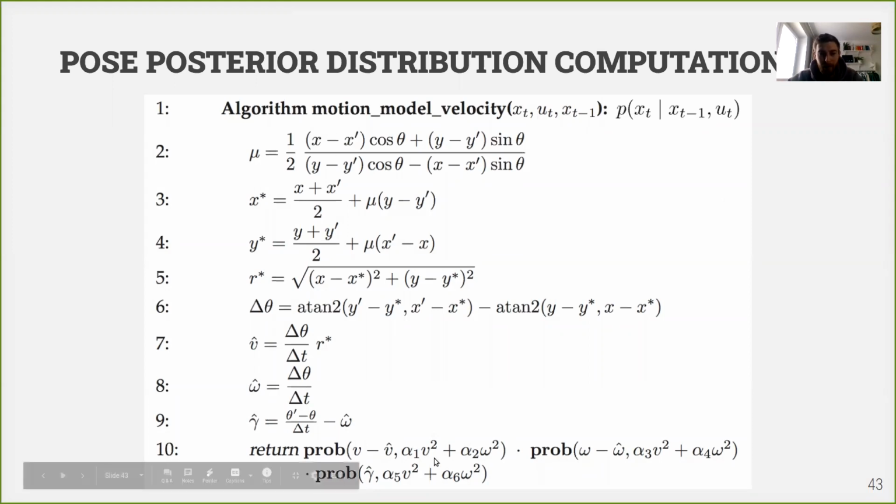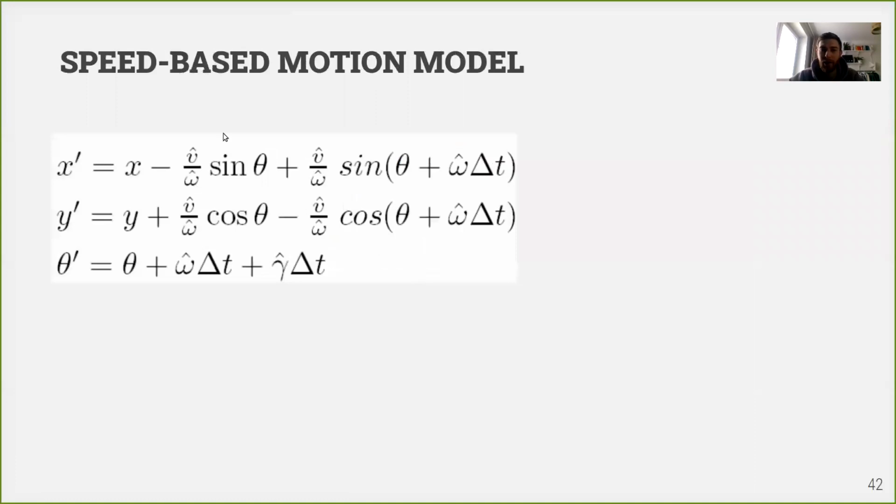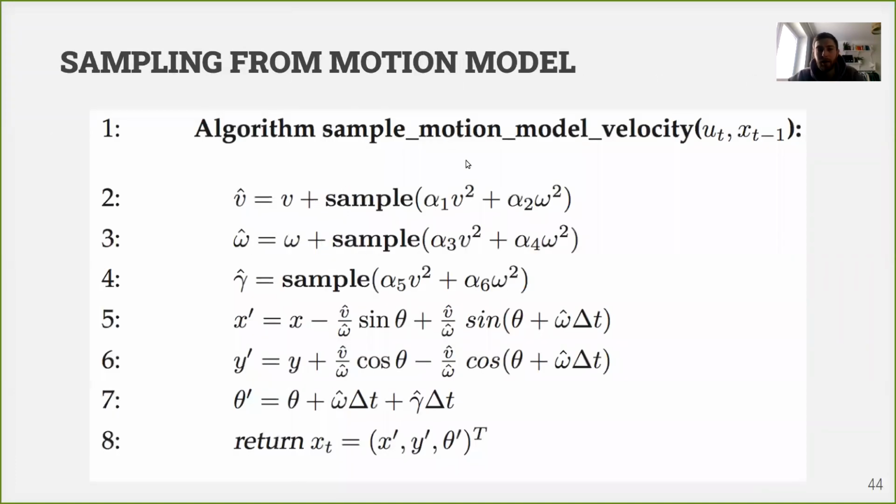We can estimate the probability of the robot being in this place. We will not stop on these equations. This is just simple geometry which is derived from this equation. And vice versa, we can sample from noise again.